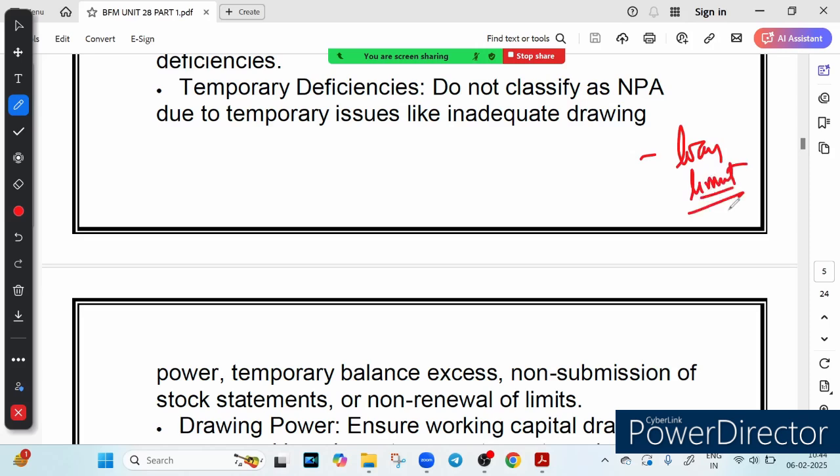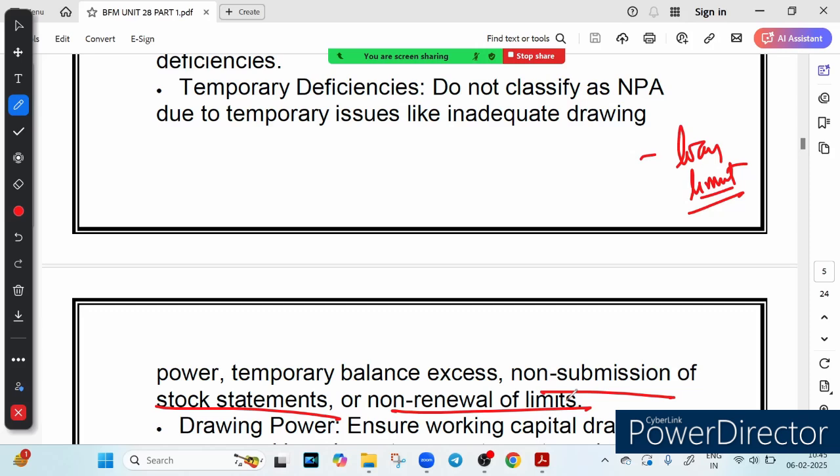So it is just a temporary deficiency, or a business's late submission of a stock statement, right? A stock statement has been submitted late, or a loan has not been renewed or reviewed on time, or non-renewal of limits. If these deficiencies are there, like drawing power exceeding, non-submission or late submission of a stock statement, or non-renewal of limit, these are signs of an issue, but that does not mean the loan is an NPA. These are temporary deficiencies, temporary hiccups.